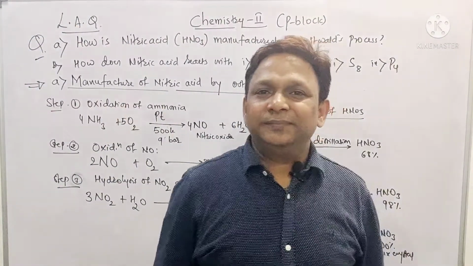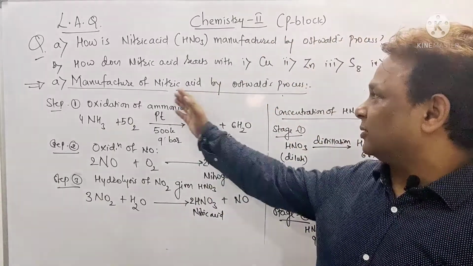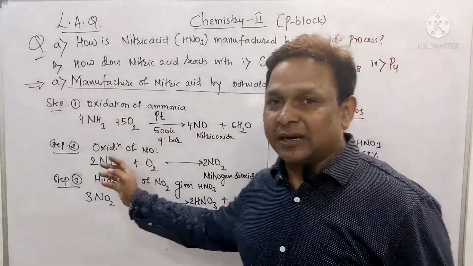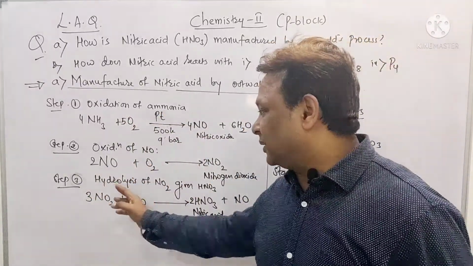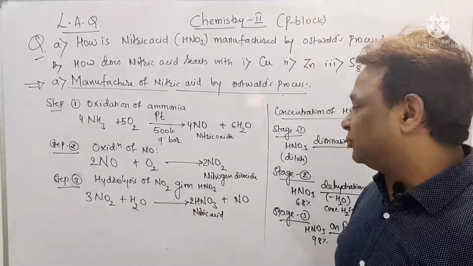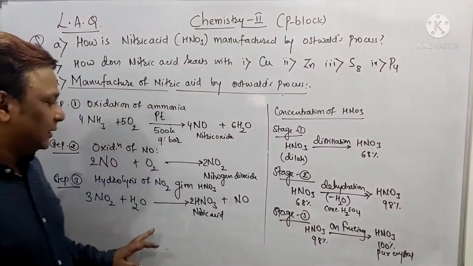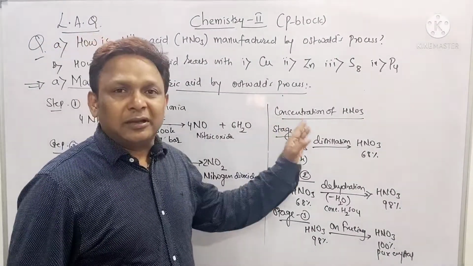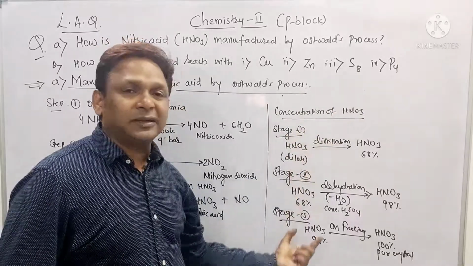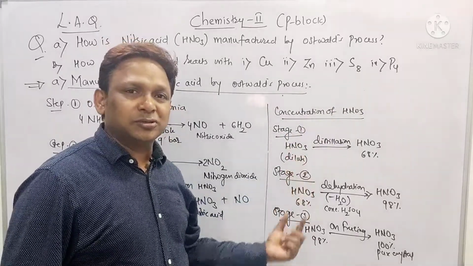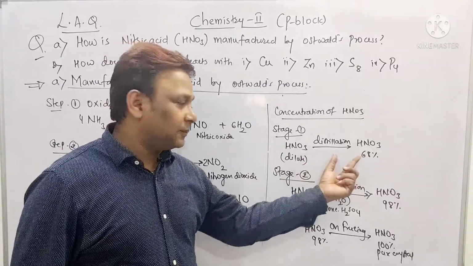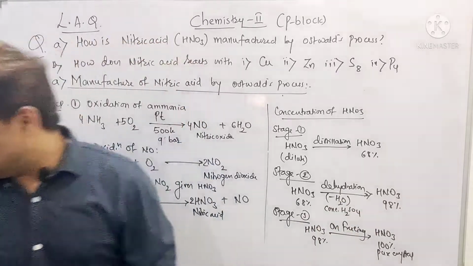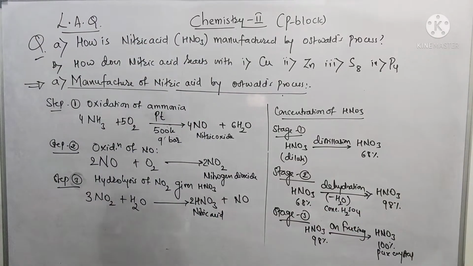So, is it clear, beta? First one is the manufacture of nitric acid by Ostwald process. First step is oxidation of ammonia. Second one is oxidation of NO. And third one is hydrolysis of NO2 giving rise to HNO3. Is it clear? Then the obtained HNO3 is dilute, so I should concentrate it. Concentration of nitric acid can be done in 3 stages: stage 1, stage 2, stage 3. Distillation gives 68%, dehydration gives 98%, and freezing gives rise to 100%, right? Chalo. I will go with another part of it. Take a screenshot of it.